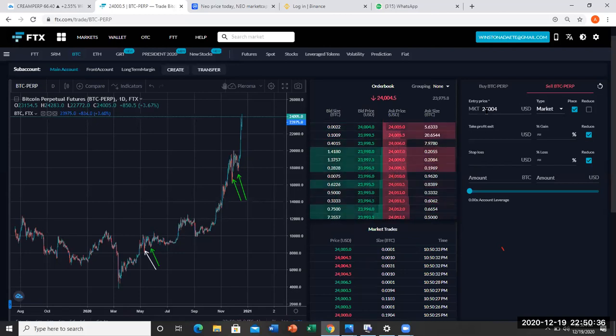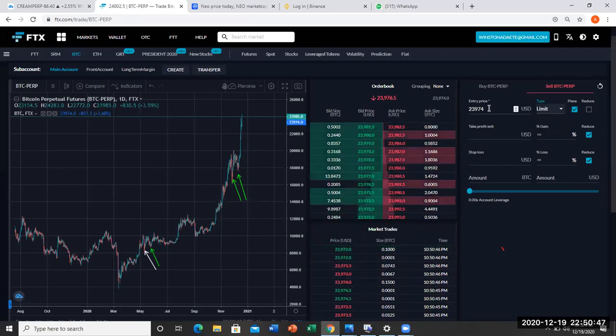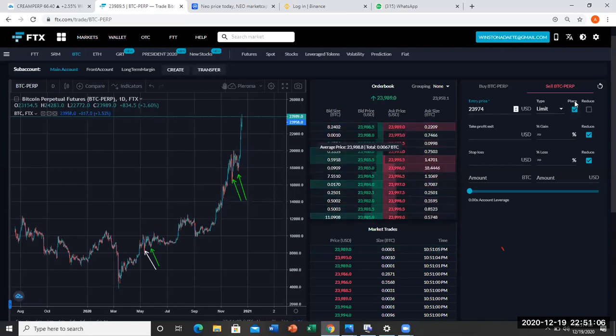Now, this is the market I want to trade. I want to use either a limit or market order. So let's say I'm on limit order. Since I am on limit order, then what's my entry price? I'll put the price I want to trade this coin at here. What's the price now? I'm having 23,974. Now you can see place is ticked for it because I'm placing the order.